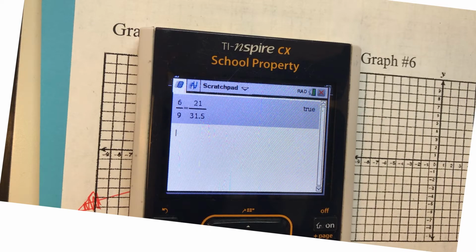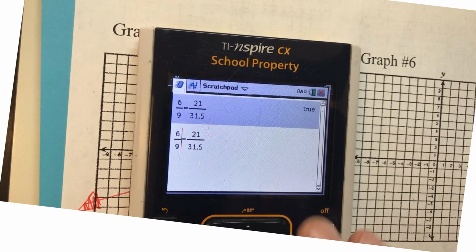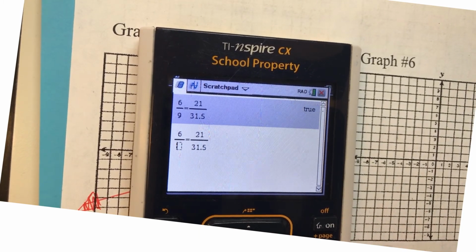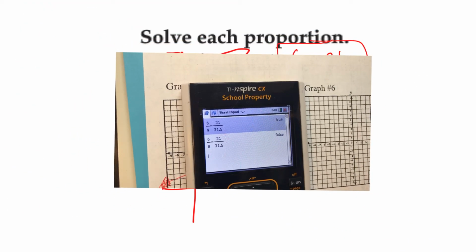I put 31, that's why it's false. Okay, it equals true. If you happen to mess that up and you got this equals 8, that's false, right? So that 9 makes the 6/9 equal to the other one. So 6/9 is equal to 21 over 31.5. That's how you can just check it. Yep, so that's a way to check it.